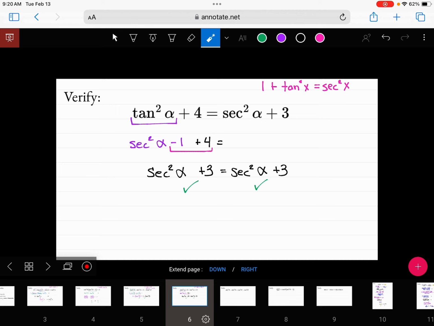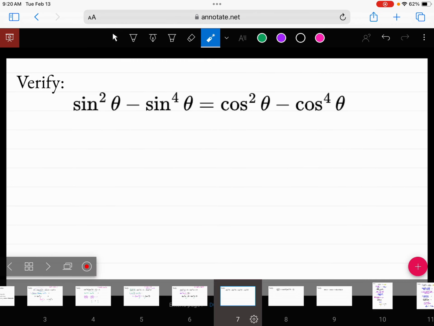I have 3 more for us to do today. They're slightly longer, but not that much. 3 more. Okay? All right. They start to get slightly messier.